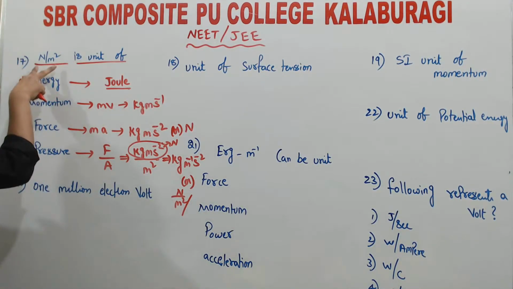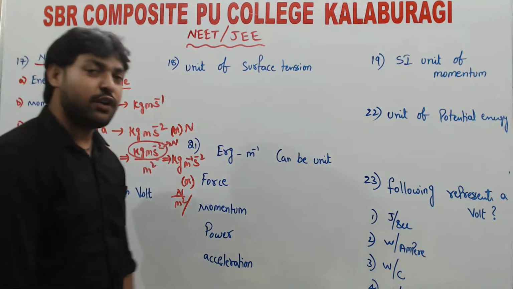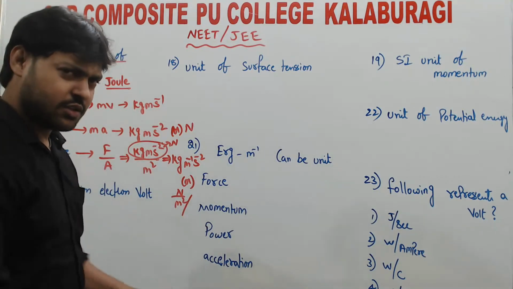Now according to the given question, Newton per meter square is the unit of what? Is the unit of pressure. Clear about the point? So can I move forward?